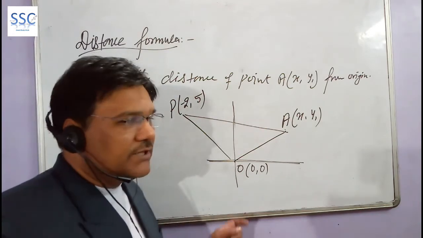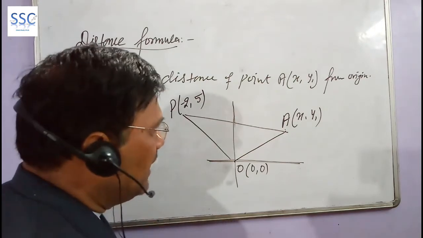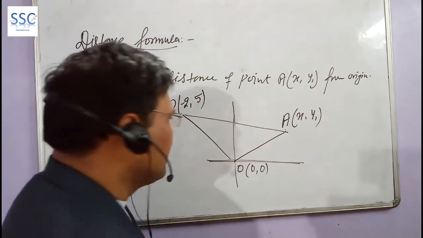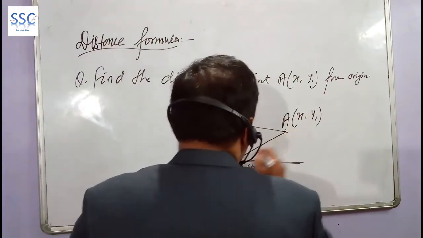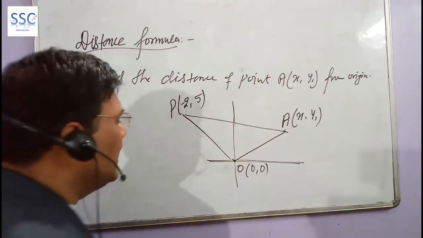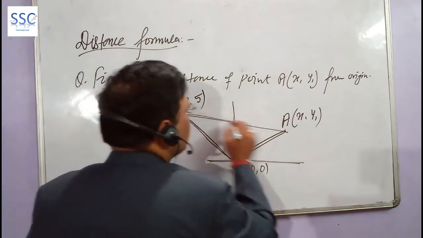Now see, the second part: three coordinates are given. The coordinates of the vertices of a triangle are given, and you have to justify which type of triangle it is. In that case, suppose the first point is A, the second point is O, and the third point is P. We apply the distance formula. You have to find first OA, then OP, then PA.